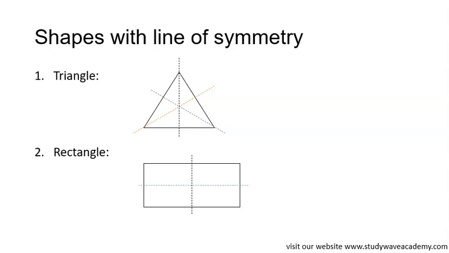So we have the triangle. The triangle has how many sides? 1, 2, 3. So can you guess how many lines of symmetry it has? It has 3 lines. 1, 2, 3. The triangle has 3 lines of symmetry, okay?